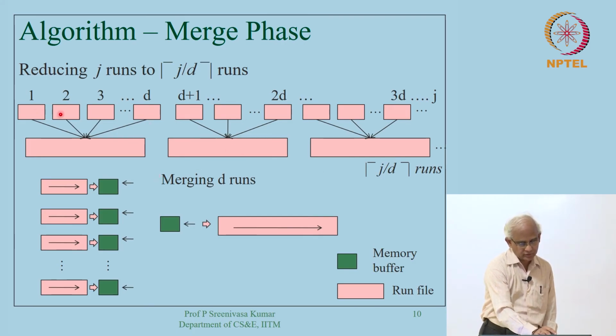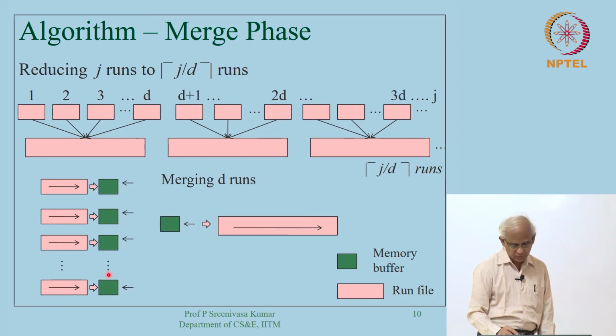So, take each of these j runs, some number of runs. For each of them, this is a d way. So, there are d number of buffers that we can make use of, and there is one buffer for keeping the result. So, d number of memory buffers. These green things are memory buffers. And so, here you can maintain pointers, the memory pointers.